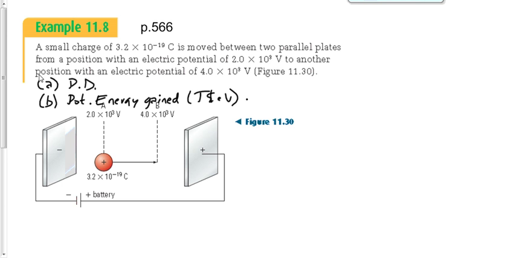All right, so let's do question number 1. We want the potential difference. Remember what potential difference is. Remember what potential is. It's the energy per charge, energy per coulomb. Potential difference is the difference in energy per coulomb.